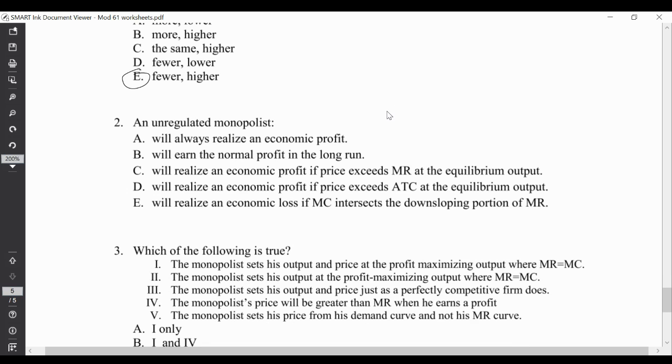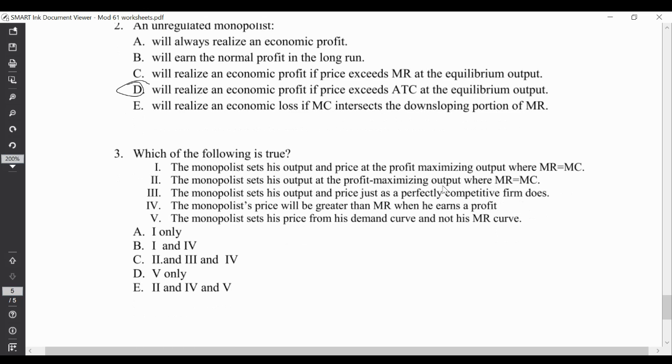Number two, it says an unregulated monopoly would be D. Will realize an economic profit if the price exceeds the average total cost. And then three says, which of the following is true? This answer would be E. Two is true, that a monopolist sets his own output at the profit maximizing output of MC equals MR. Four, the monopolist price will be greater than marginal revenue when he earns a profit. And five, the monopolist sets his price from his demand curve, not his marginal revenue curve.